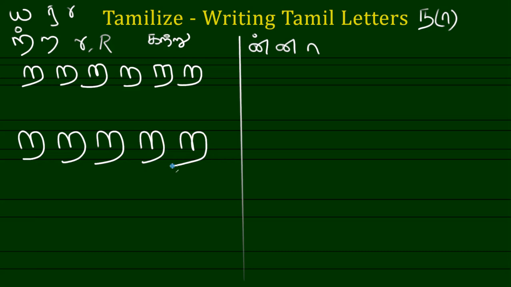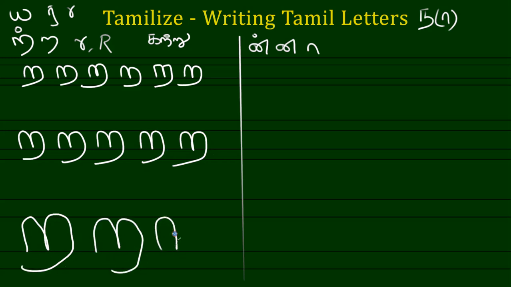So the m-like shape with a tail, right? Here I'll write it much bigger, m with a tail. That's r, right? Okay. Keep the tail sharp, slanting. So that's ra.